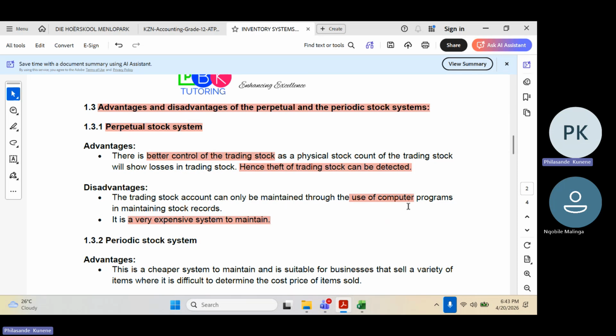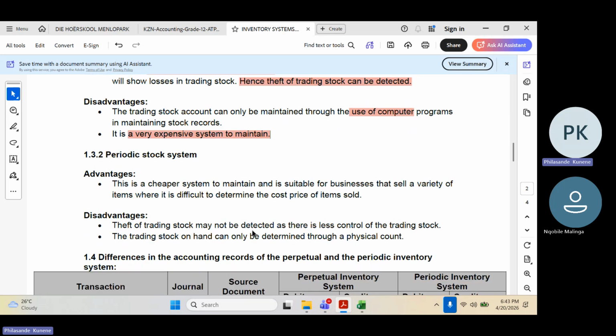That is why it is important that we still need to do a stock count, a physical stock count at the end of the year, even if we're using perpetual or periodic. So, and it is a very expensive system to maintain. These are the disadvantages of perpetual.